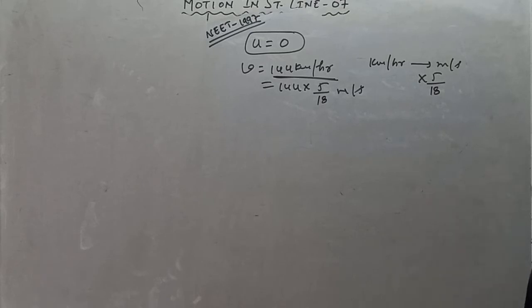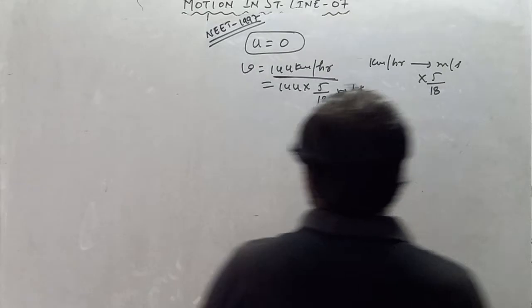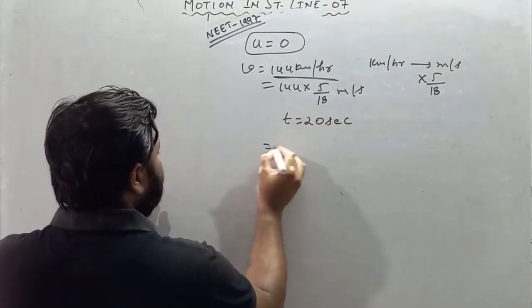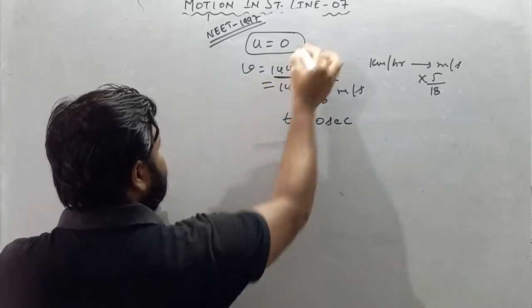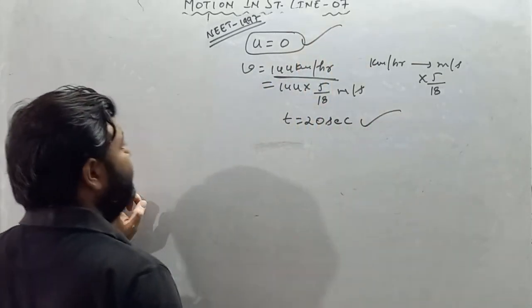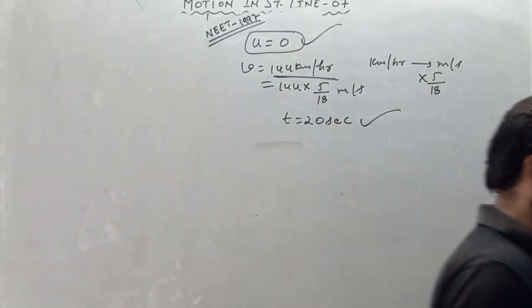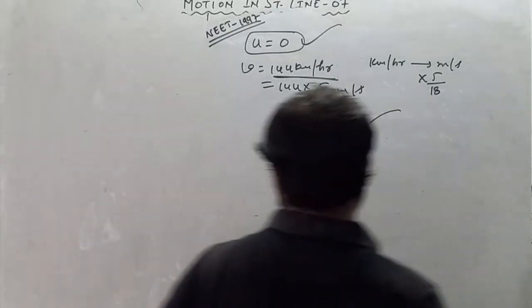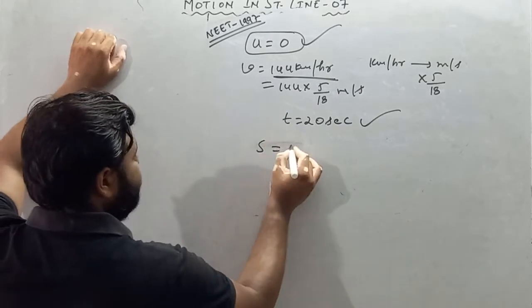So try to solve this question, my dear student. Time is given, time is 20 seconds. Initial velocity is 144, time is given, they are asking for distance covered, and they are also saying uniform acceleration. So first you have to write the equation of distance.